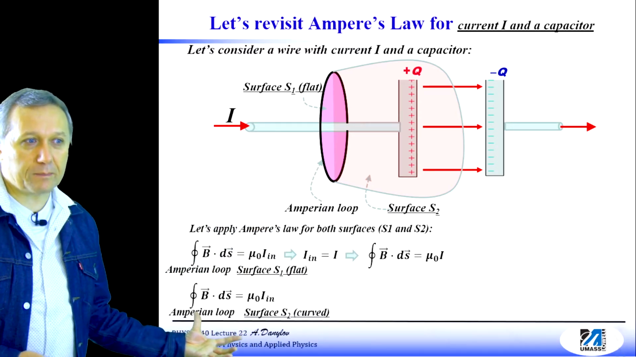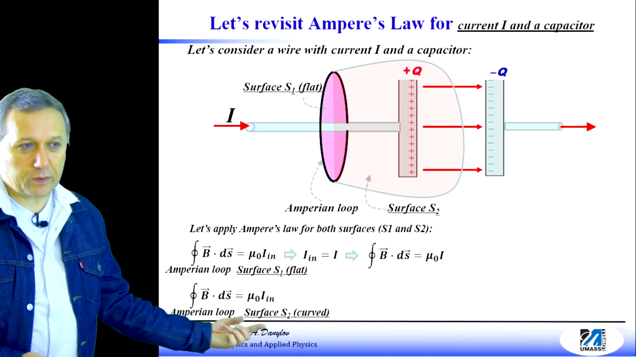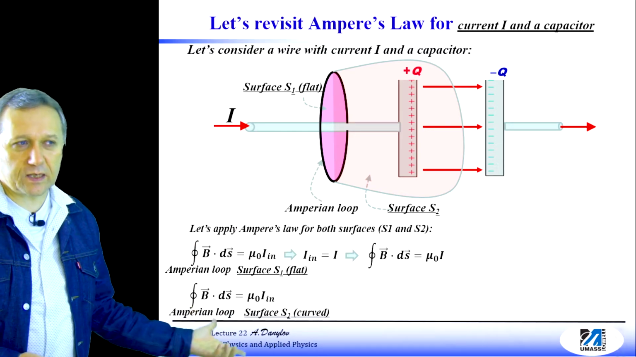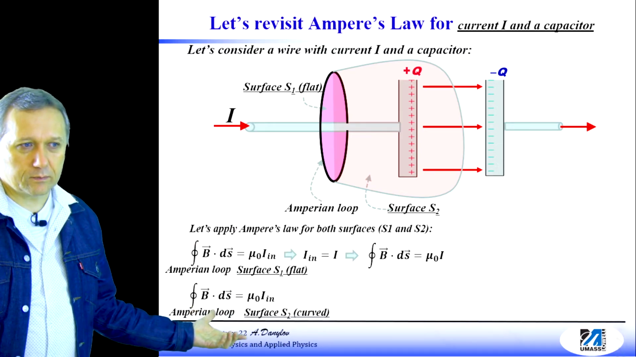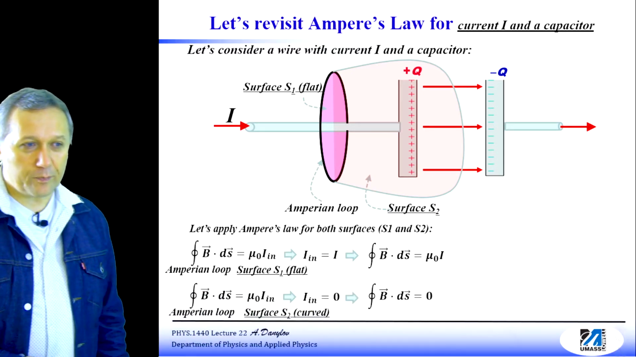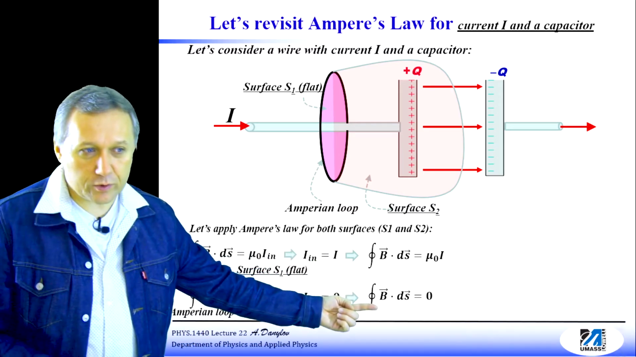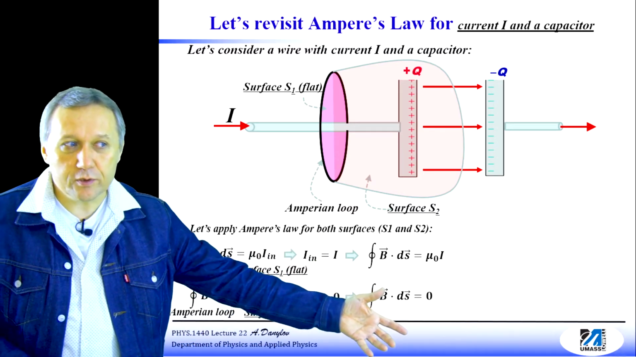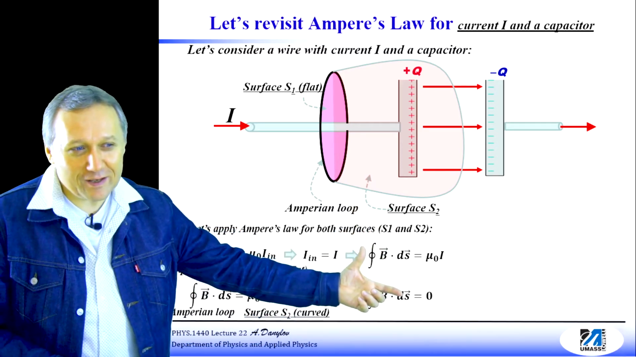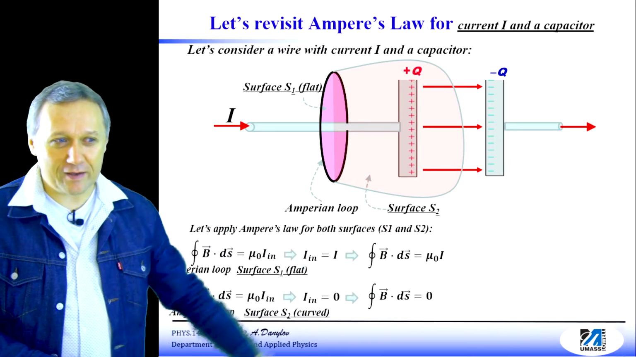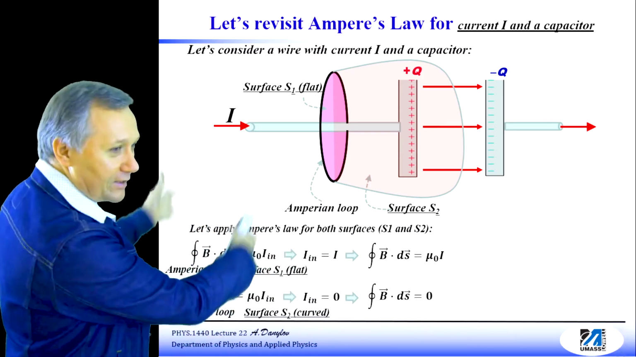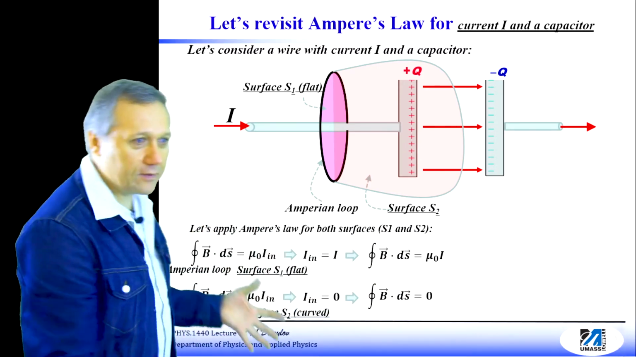So if you apply Ampere's law in exactly the same way, what is I enclosed? Of course, the left-hand side is exactly the same, because in both cases the same Amperean loop is used. But now I enclosed is 0. So now the integral over the closed loop of B dot ds equals 0. In the previous situation, that integral equals mu naught times I. In this case, the same integral equals 0. So you see, the left-hand side is exactly the same, but the right-hand side is different.